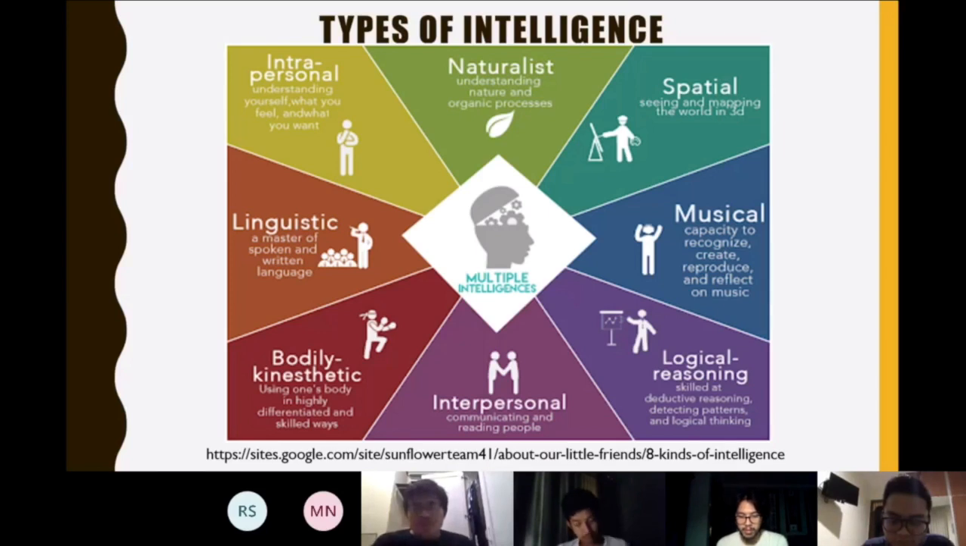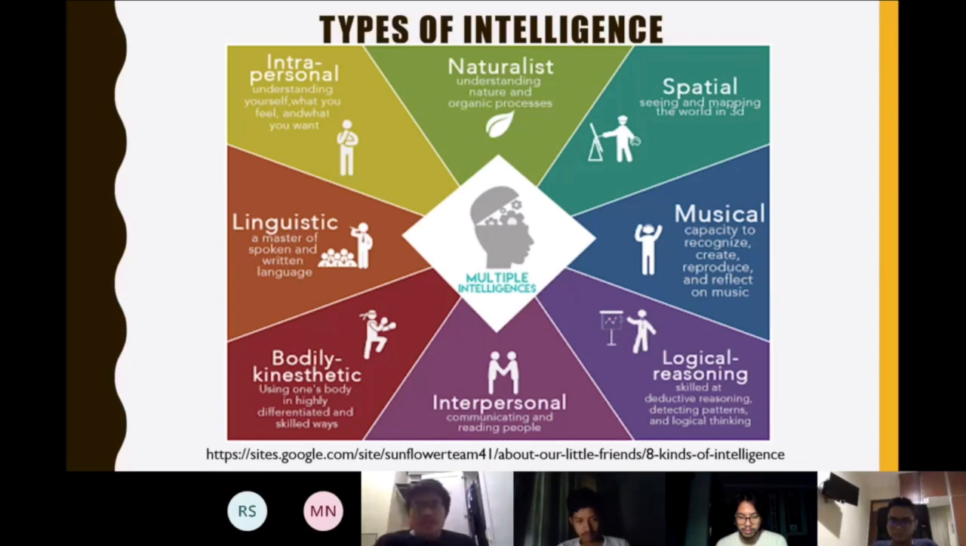And the spatial is seeing and mapping the world in 3D. And then the musical type is the ability to recognize, create, produce, and reflect on music. The next type is logical reasoning. It's the skill of reasoning, detecting patterns, and logical thinking. And for interpersonal, you can link people, minds, and so on like that.